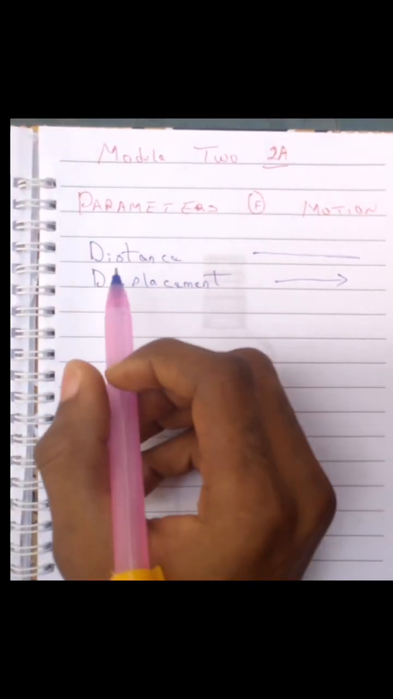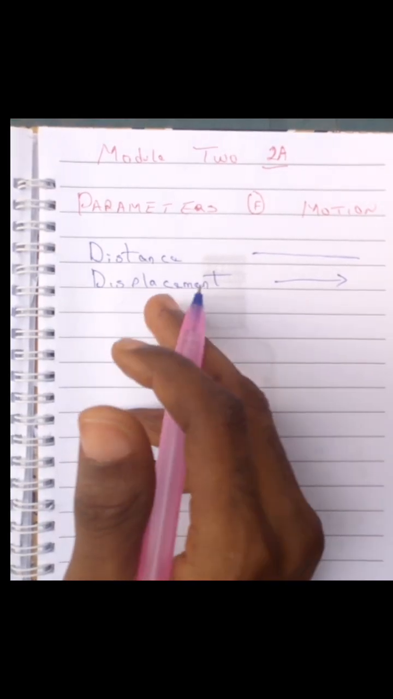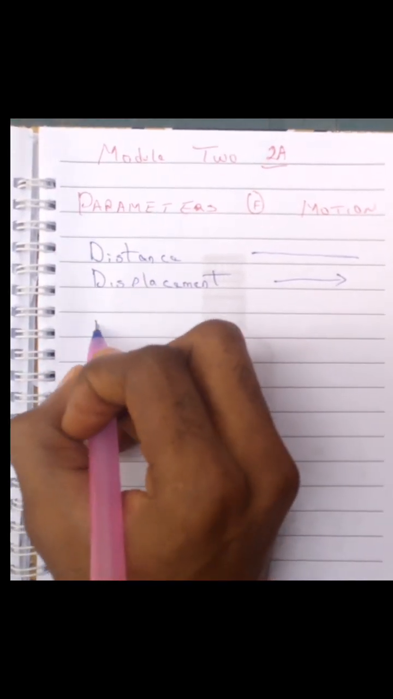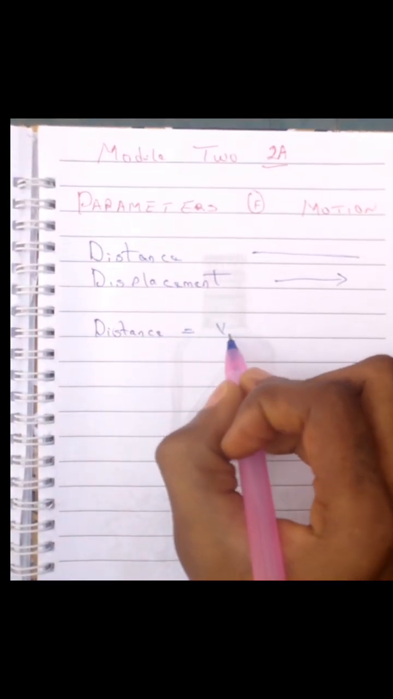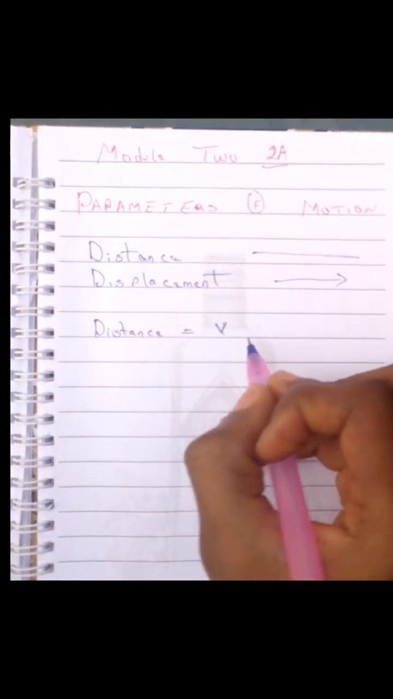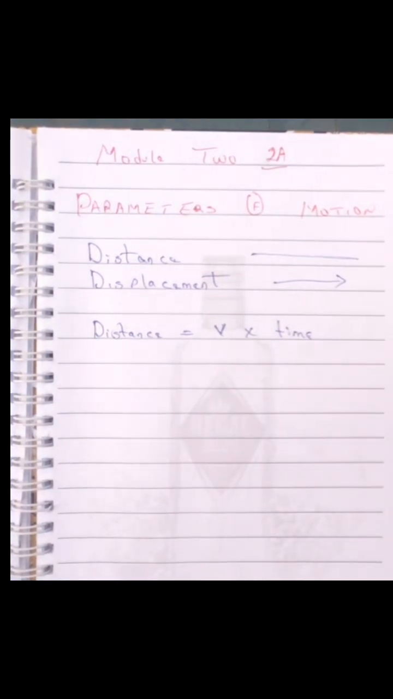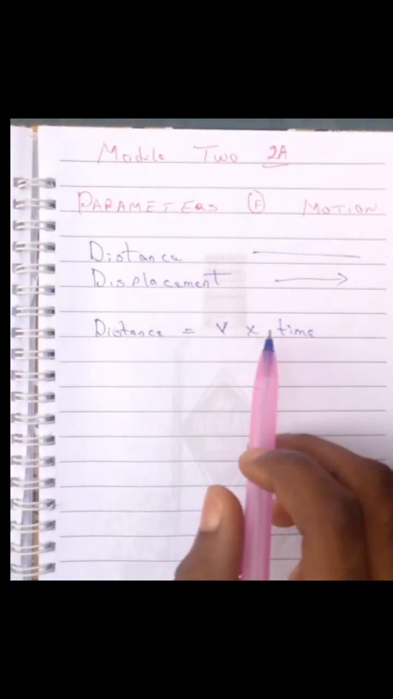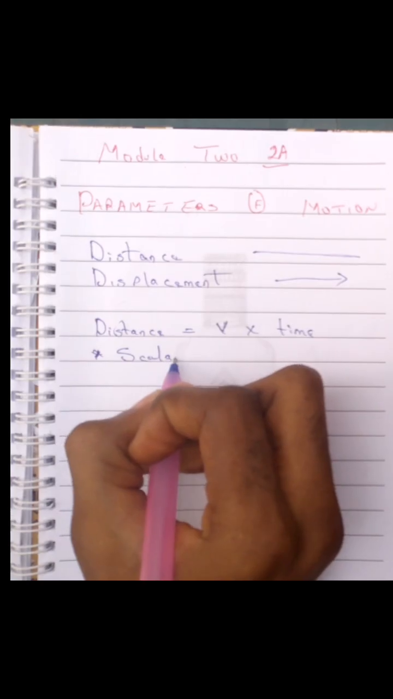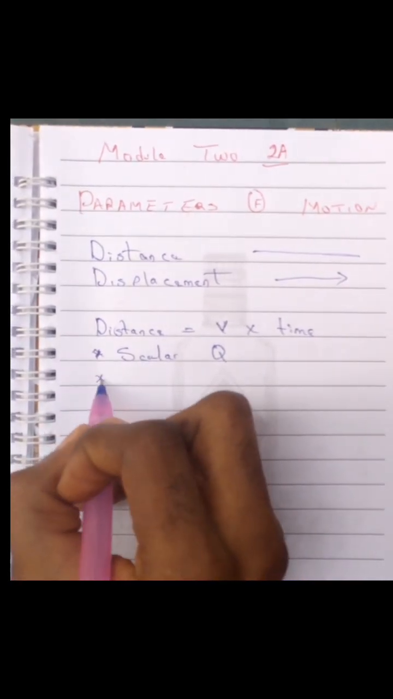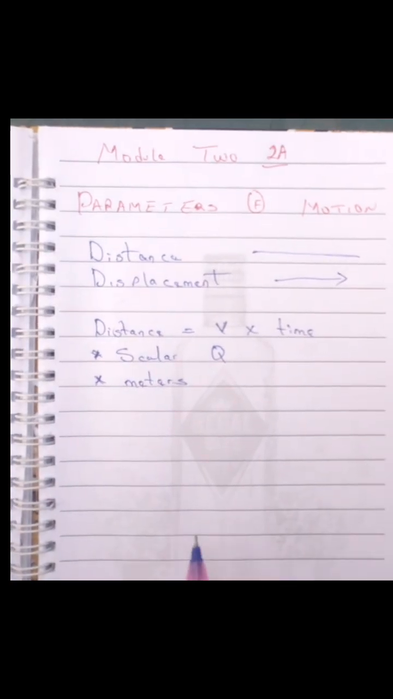So with that being said, distance does not really have a formula. But if you're trying to derive the formula from speed, distance will be equal to speed, which can be represented as V or S, multiplied by time. That'll be the formula for distance. And distance does not have direction, so it is a scalar quantity. The unit for distance is meters.